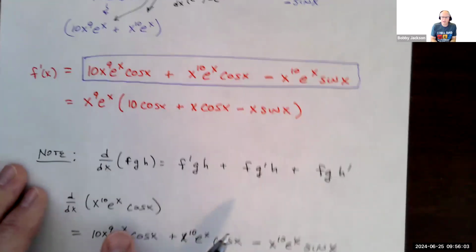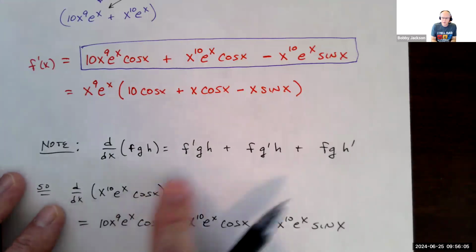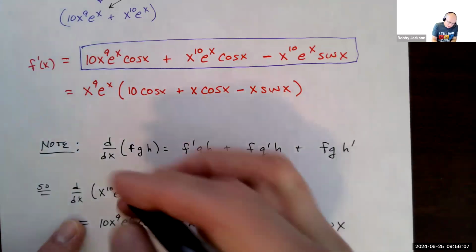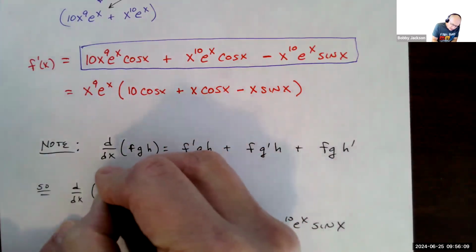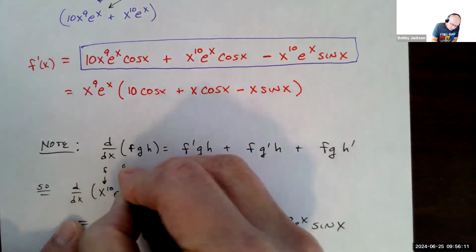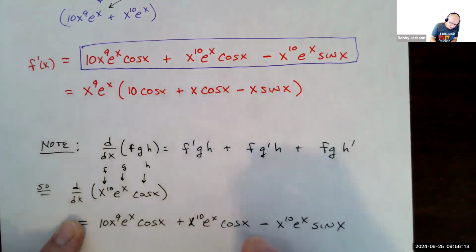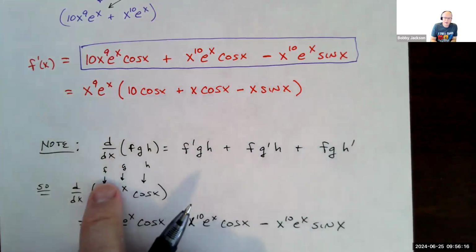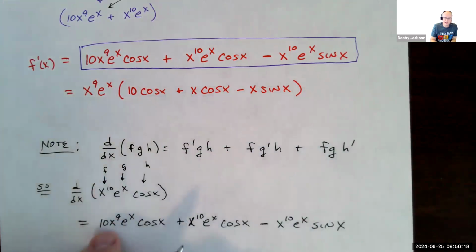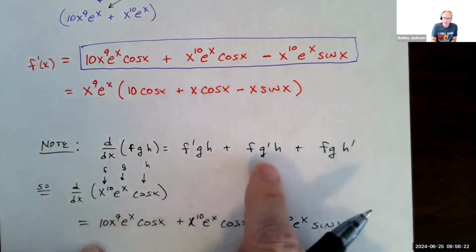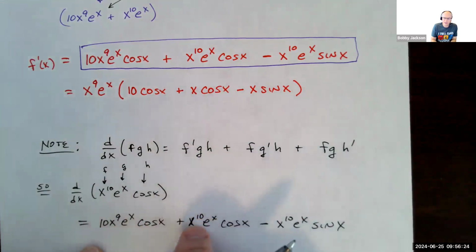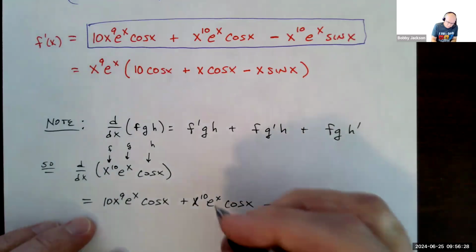So if you go back to this problem we just did using this formula, here I'm going to let x to the 10th be the function f, e to the x be the function g, and cosine of x be the function h. Well, what's the derivative of f? What's the derivative of x to the 10th? That's 10x to the 9th times g times h. And then f times what? F is x to the 10th. What's the derivative of e to the x? Well, it's just e to the x. There's g prime. Right, there's g prime.